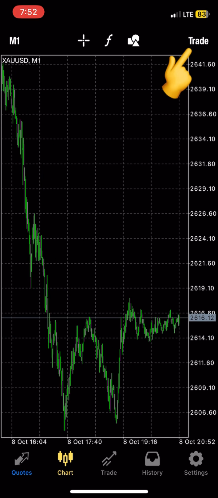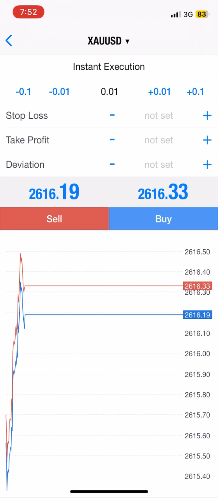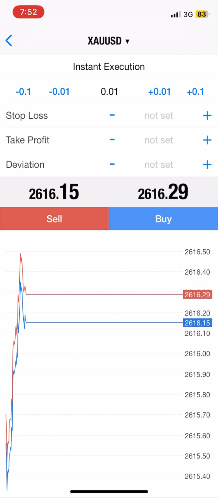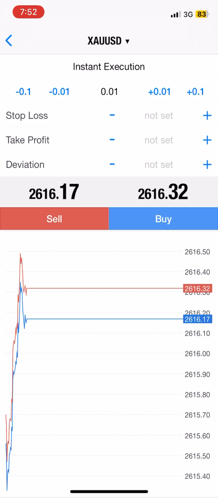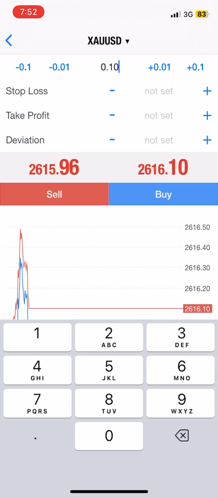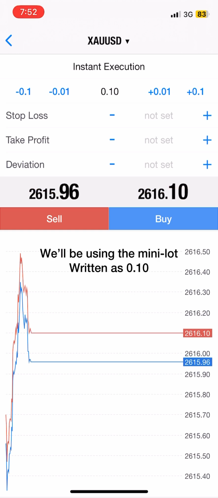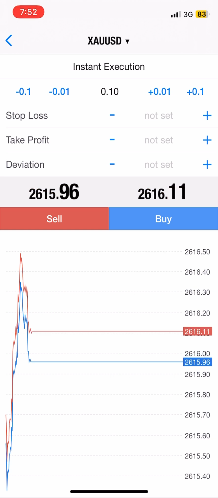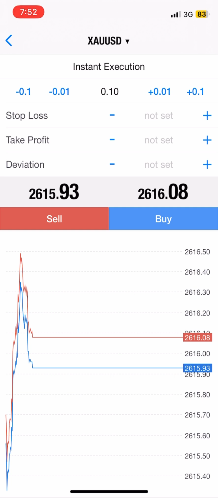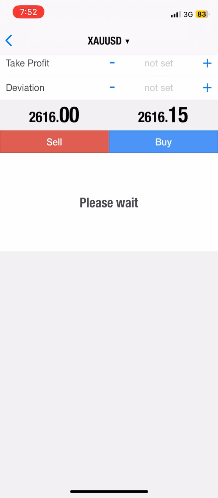So let's quickly go over to place our very first trade on MetaTrader 4. You pick any pair of your choice, but for this video we are using XAUUSD, and we'll be taking this trade based on instant market price. There are 4 market orders, but we'll look into that later. We'll be using the mini lot, which is written as 0.1, and I'll be executing a buy, so I am expecting the value of gold to increase for me to make money.